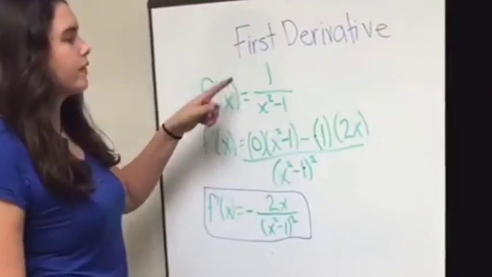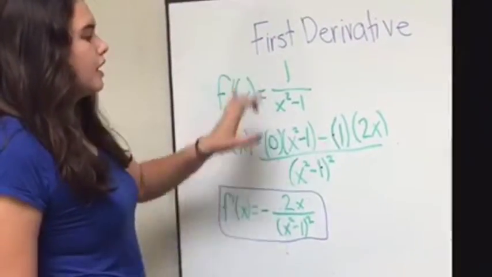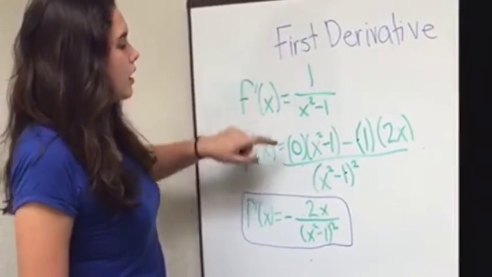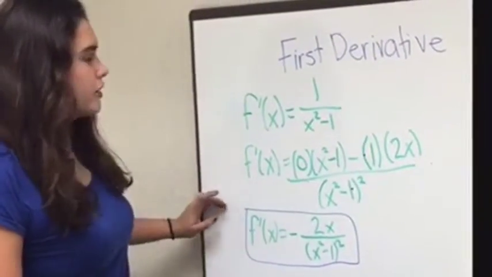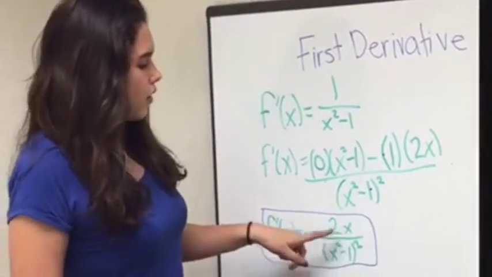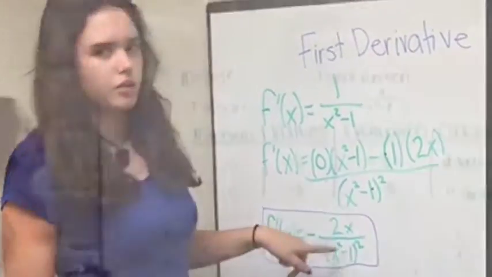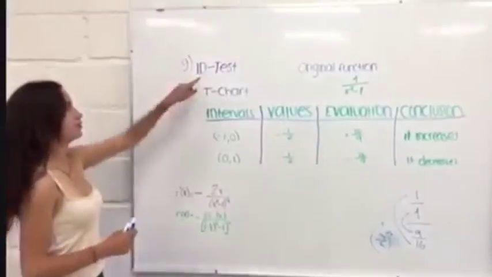We have the first derivative of the function 1 over x squared minus 1, so when we apply the quotient rule, we get 0 because the numerator is a constant, and multiplying this cancels out, so the result is this part over this part, so the first derivative is equal to minus 2x over x squared minus 1, and everything on the denominator is squared. And then we explain the increase and decrease test.